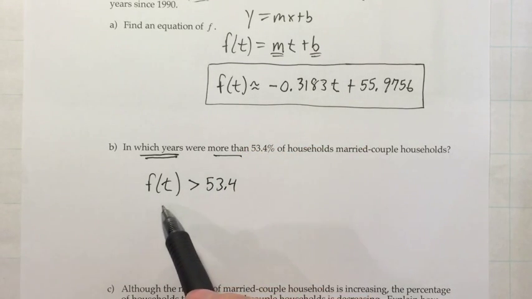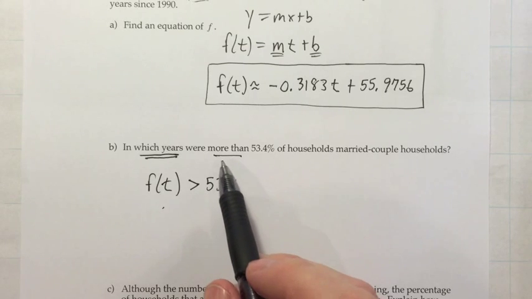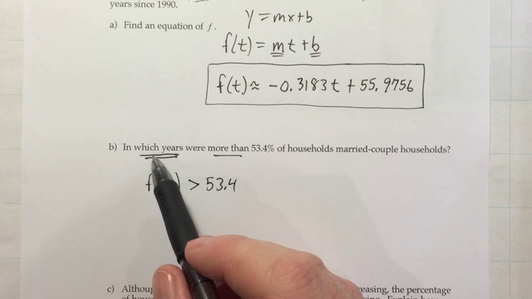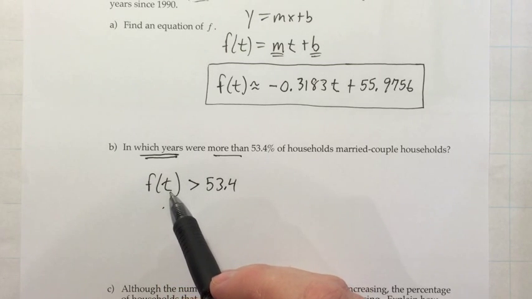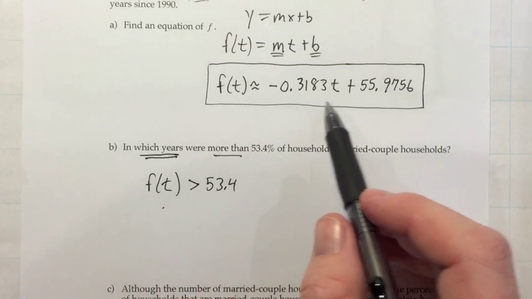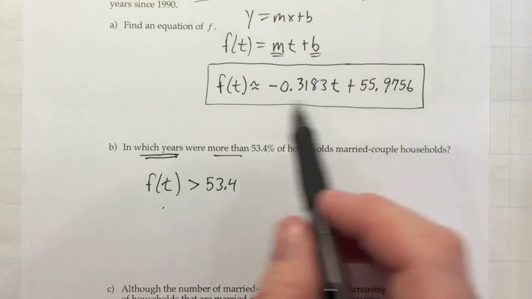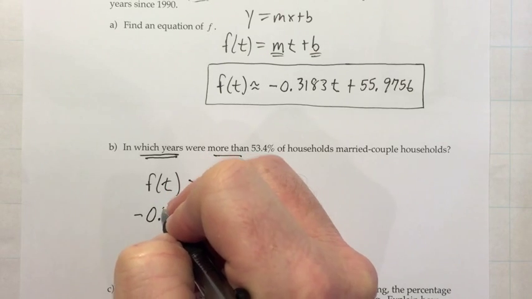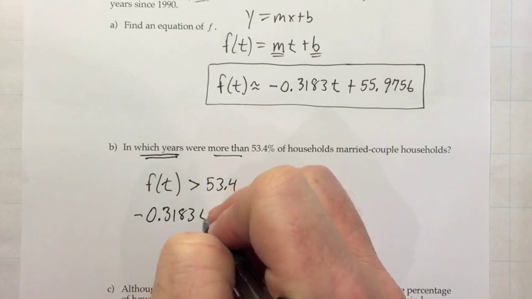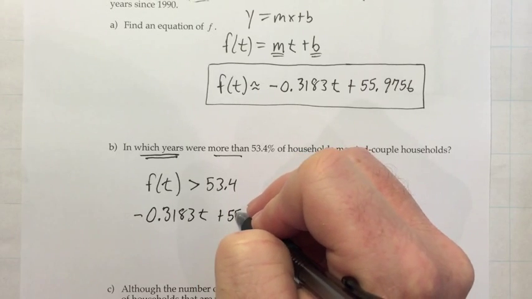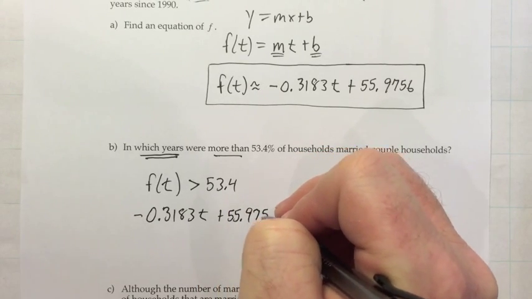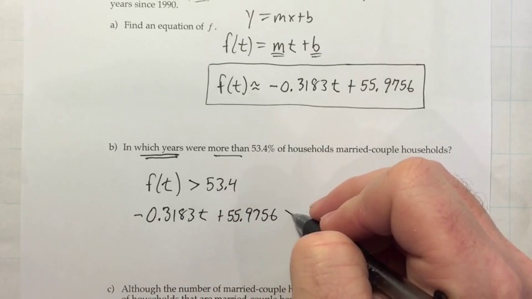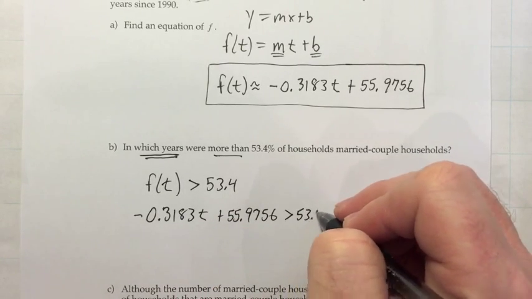So this is the percentage of married couples. That's what our function stands for. They want that to be more than 53.4%. But they want us to figure out in which years, so they want us to solve for t. So the way I'm going to get t into this is substitute this side of our equation in place of the f of t. So I'm going to have negative 0.3183t plus 55.9756. That's f of t, so that takes the place of the left side. And we want that to be greater than 53.4.